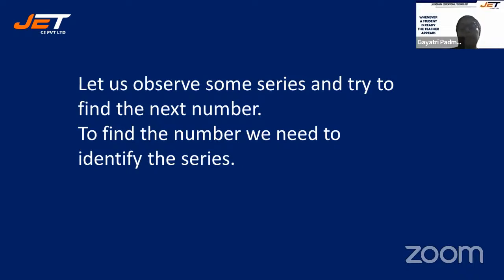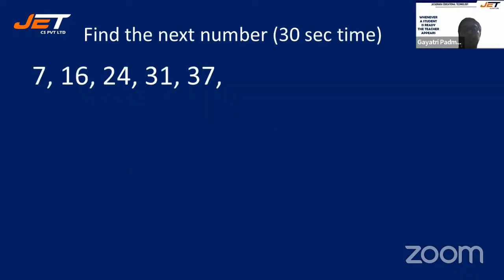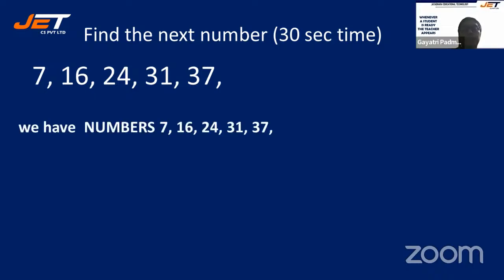To find the number, we need to identify the series. Yes, students? Fine. Now find the next number. 30 seconds time, not more than that should be taken to solve such kind of sums. We have 7, 16, 24, 31, 37. So with this number, what if you do with 7, you will get 16. If you multiply, can you multiply? No, 7 2s are 14, 7 3s are 21. So you try to add. Once multiply does not work out, the next thing that we should immediately try is add. So try 7 plus what number will give you 16?